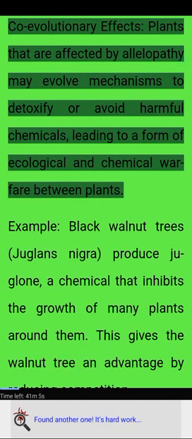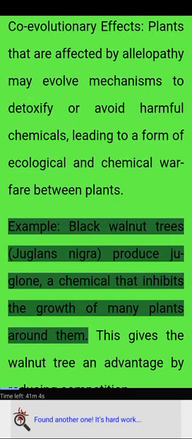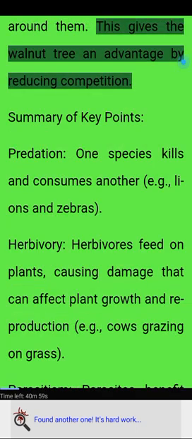Co-evolutionary effects. Plants that are affected by allelopathy may evolve mechanisms to detoxify or avoid harmful chemicals, leading to a form of ecological and chemical warfare between plants. Example: black walnut trees, Juglans nigra, produce juglone, a chemical that inhibits the growth of many plants around them. This gives the walnut tree an advantage by reducing competition.